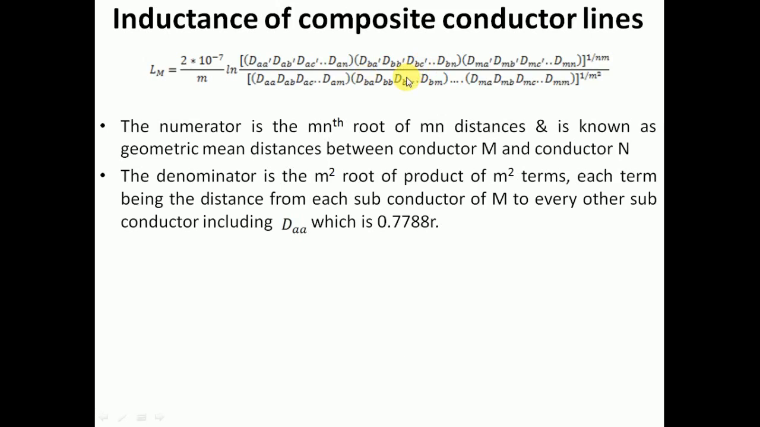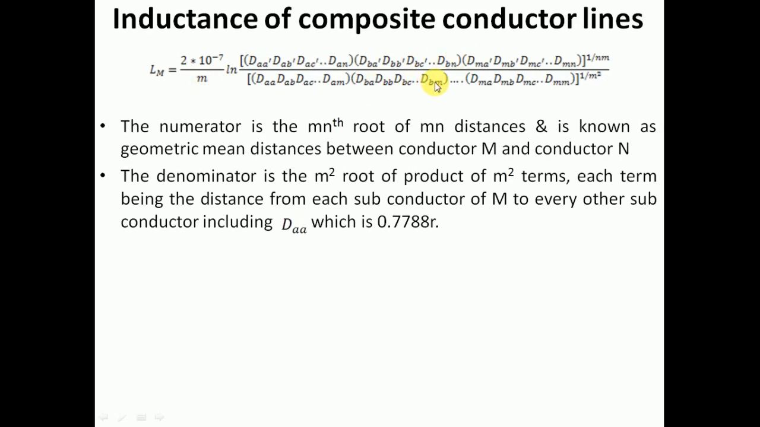In this expression, the numerator is actually the mnth root of the product of mn terms, whereas the denominator is actually the m squared root of the product of m square terms. Please note a correction in this expression. This m term won't exist here, as we have taken this m term to the inside of this natural log term in the previous slide.